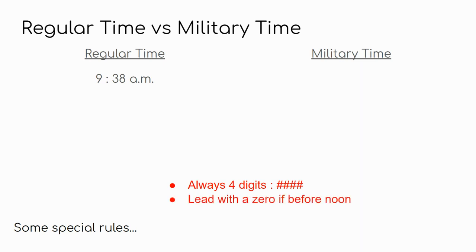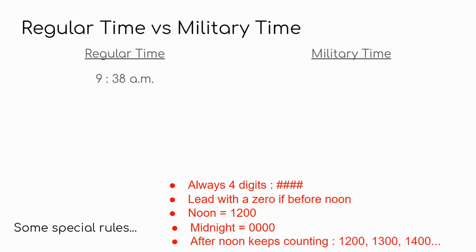We always lead with a 0 if it's before noon. For example, 9:38 is 09:38. Noon is 1200. Midnight's 0000. Okay. Afternoon, just like I said, it keeps counting.